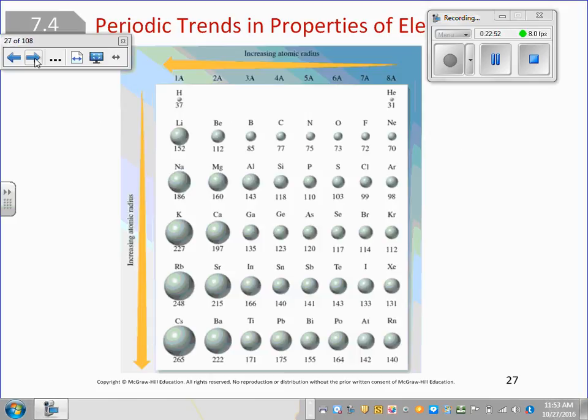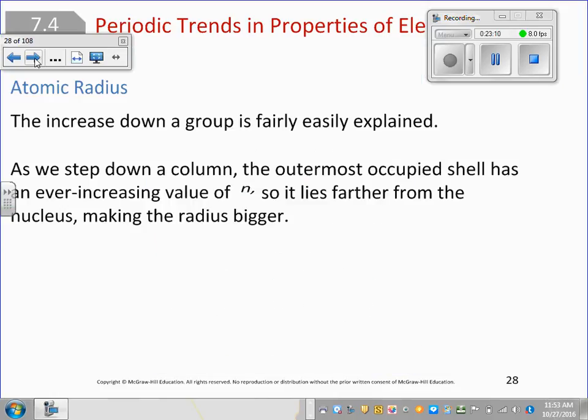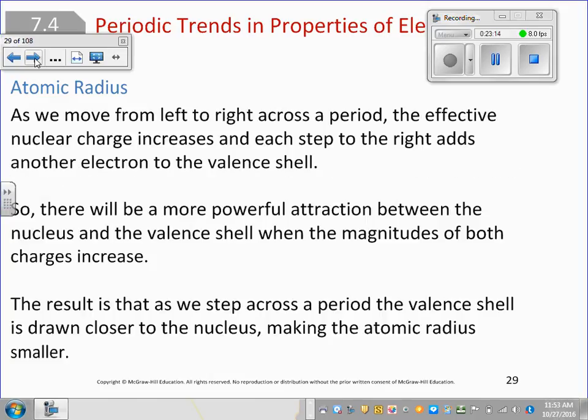So there's the general trend you can see. As you go across the row, the atomic radius shrinks. It's smaller. And as you go from top to bottom in the column, it gets larger. And that just explains what I just said.